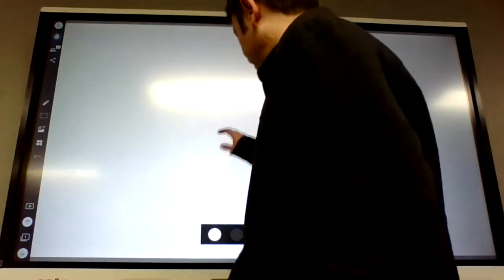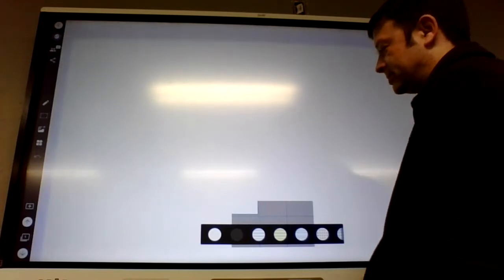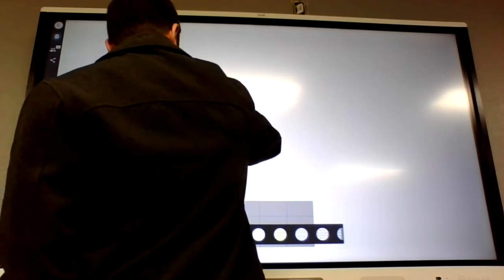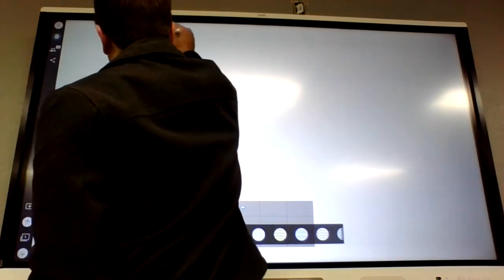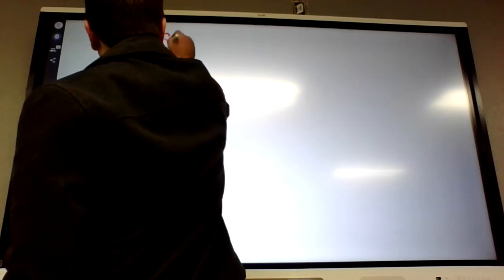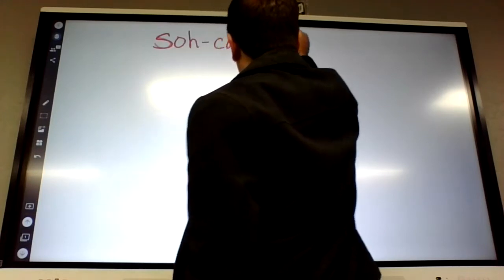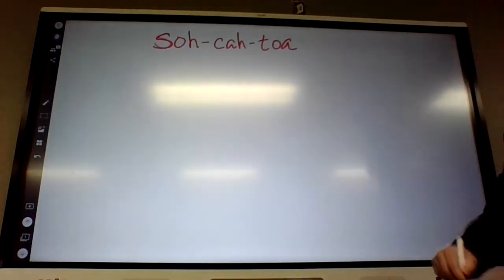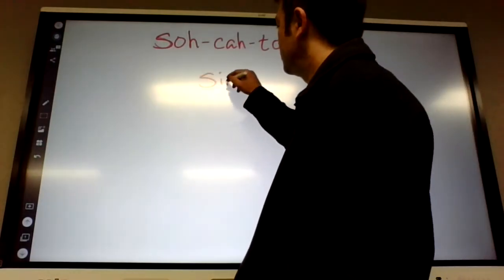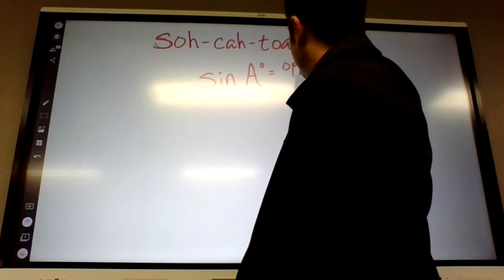Okay, so we're talking about sine and cosine today. Do you guys remember the magic word from last year? So, we're not really using this today, but I need to reference it. What did SOH stand for? Sine of the angle equals opposite over the hypotenuse.